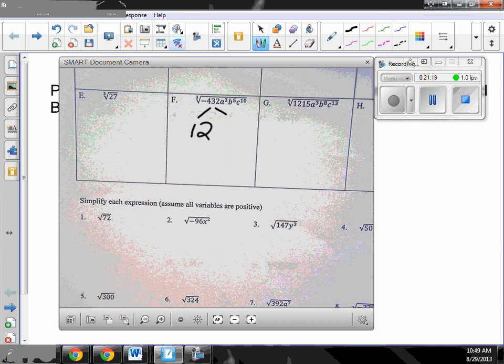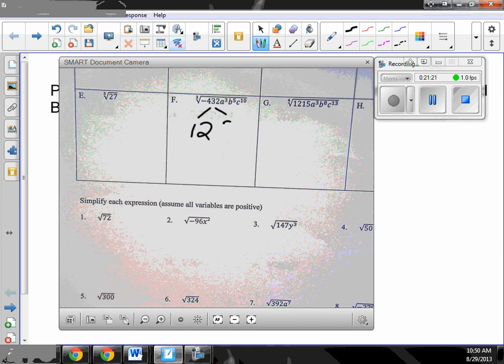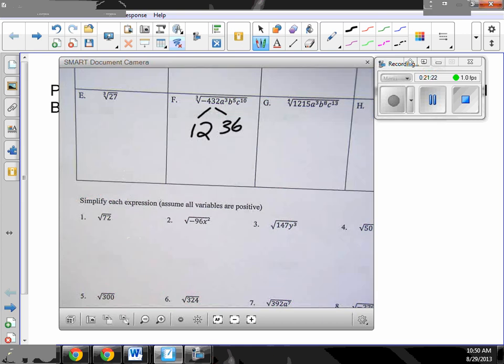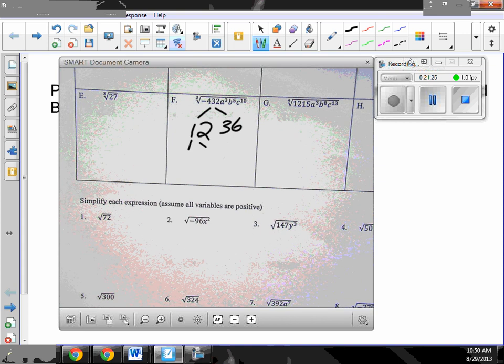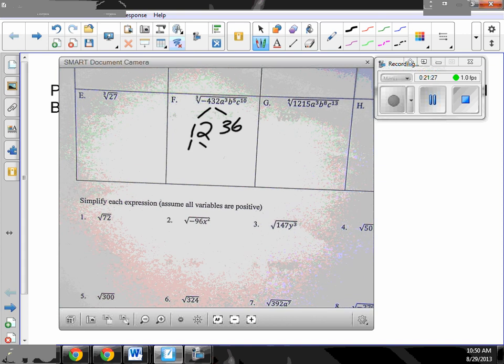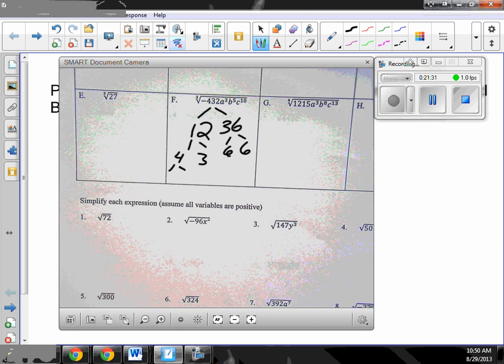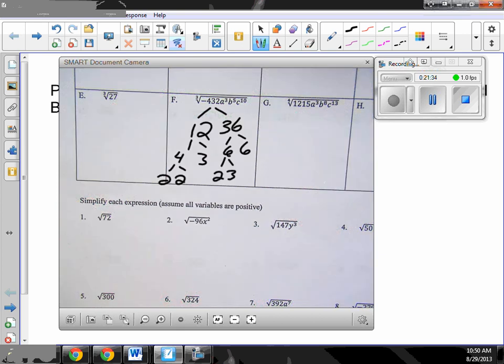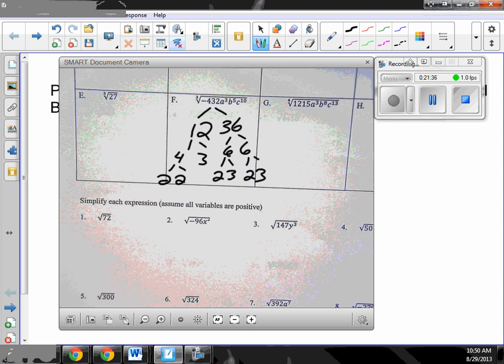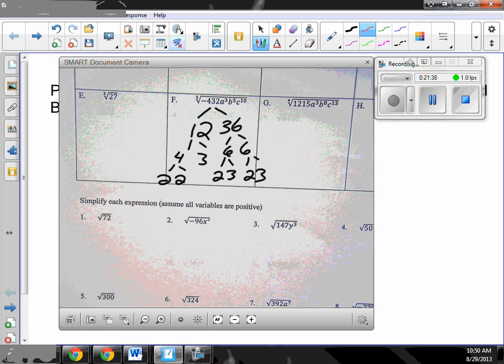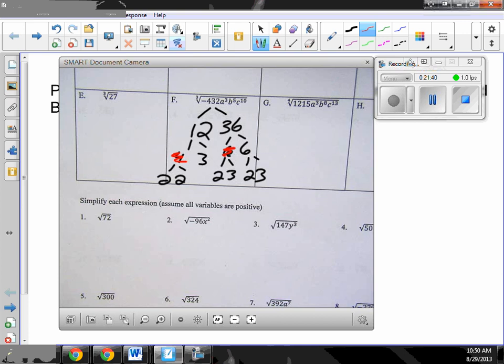12 and what? 36? 12 times 36. So 4 and 3, 6 and 6, 2 and 2, 2 and 3, 2 and 3. So there's a lot here. I'm going to cross off the ones I don't want.